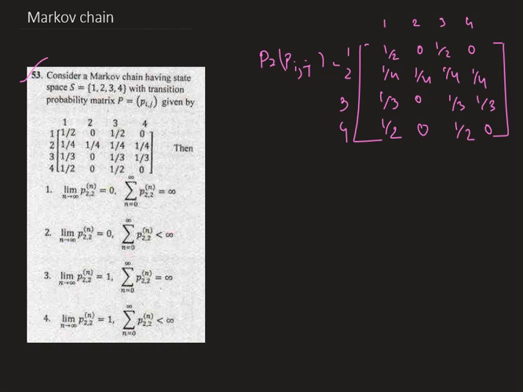Now we have to find the limit n tends to infinity p2 to n, and the sum over n equals 0 to infinity p2 to n. So first of all we need to find p to the power n where n is greater than or equal to 2. So first of all for n equals 2 we evaluate p square.